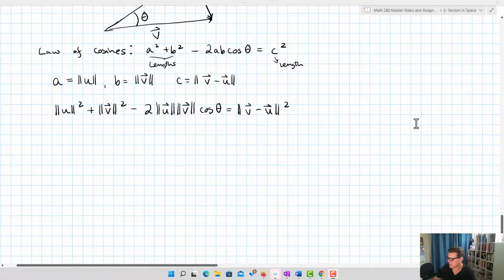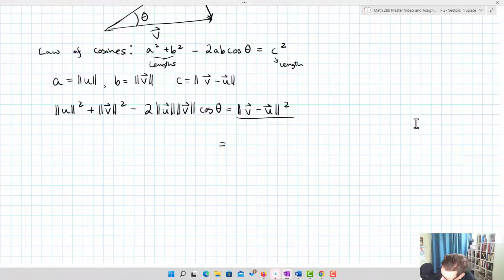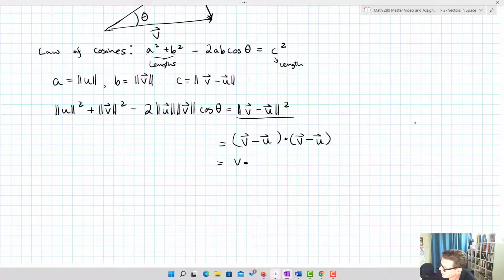So what I'm going to do now is focus in on this v minus u squared. I'll usually leave the other side on its own for just a moment, but v minus u squared is going to end up being v minus u dotted with itself. Remember that? That's one of those identities that we actually figured out. If we dot a vector with itself, we end up with its magnitude squared.